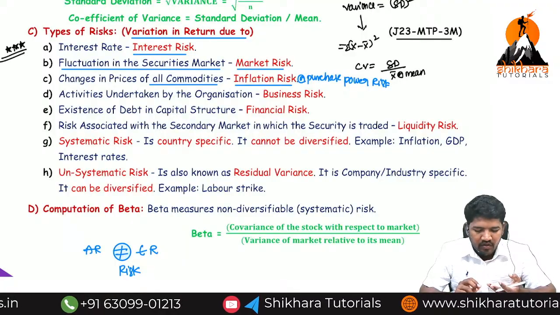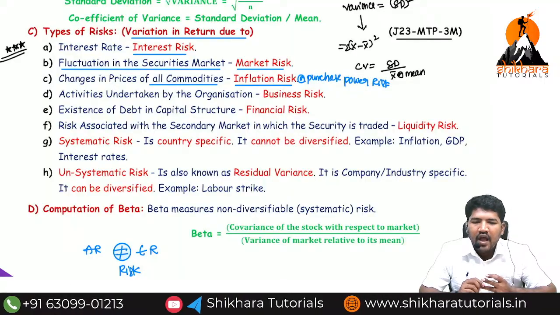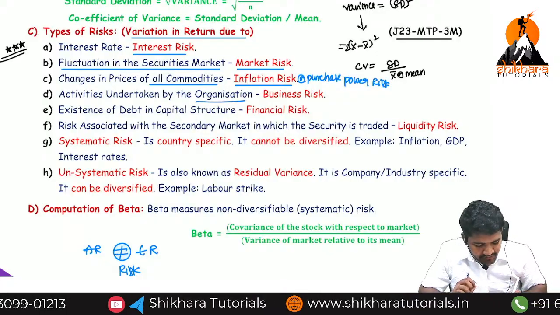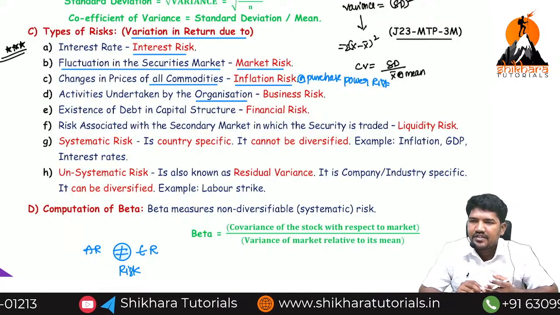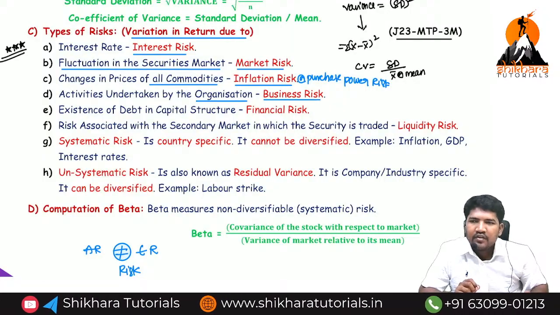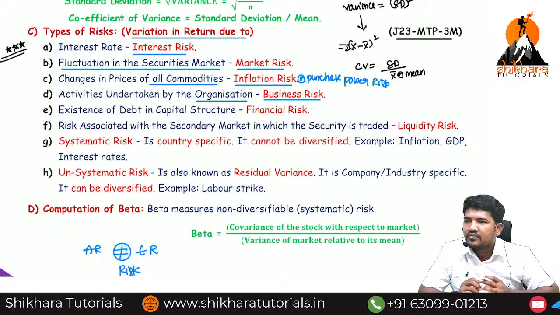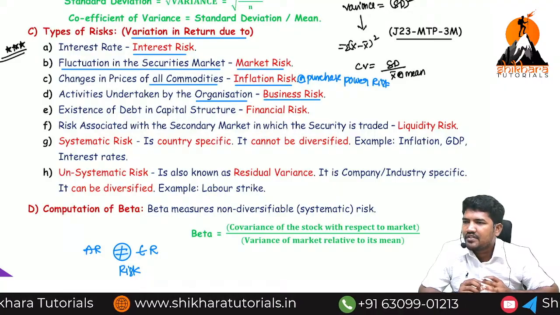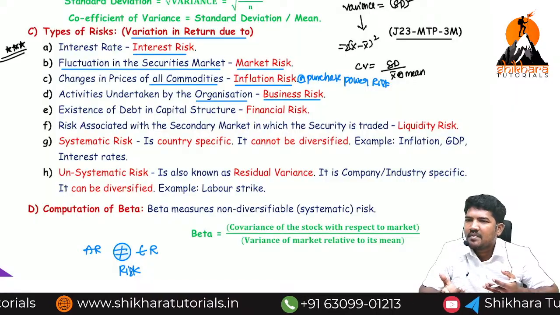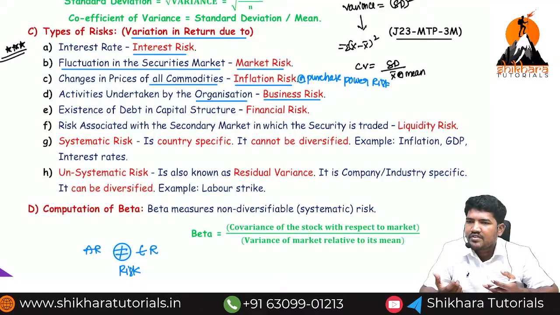The next one, the actual outcome is not the same as expected outcome due to activities undertaken by the organization. So the risk is known as business risk. Simple, man. If your CEO is not a very knowledgeable person, he can take good decisions or bad decisions. A bad decision automatically impacts your company. That's why expected is not the same as actual. That risk is known as business risk.